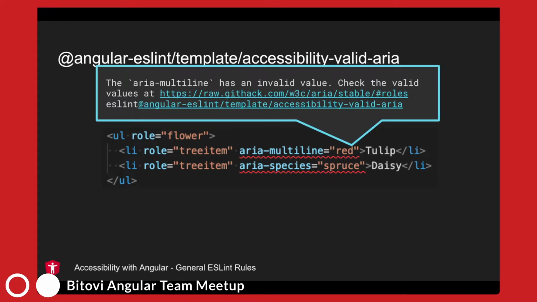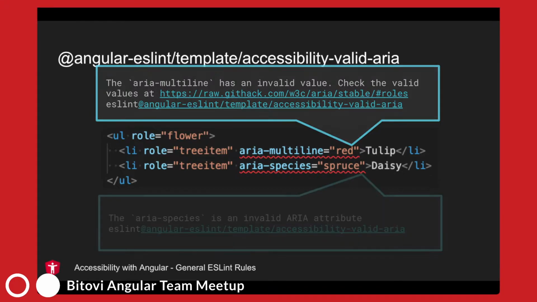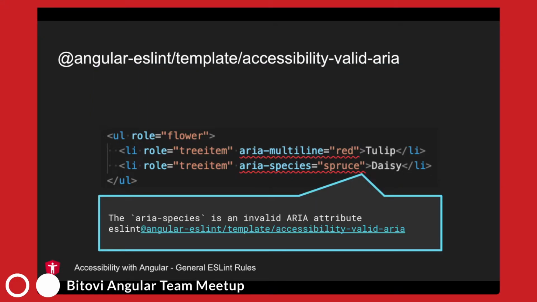So first issue, ARIA multiline is being given a value of red, which is expected to have a Boolean value. So this fails. And again, even though we are getting an error here, it is specifically just because we're not getting a Boolean value. It's not taking into account the fact that a tree item wouldn't have this attribute anyway, since it's meant to indicate whether a text input field has multiple input lines. So it doesn't actually make sense. We've also got, in this case, an attribute name that is not valid. So this catches it as well and indicates that.